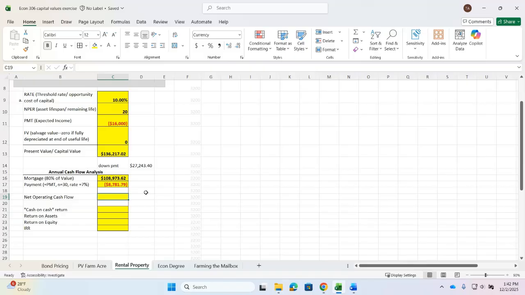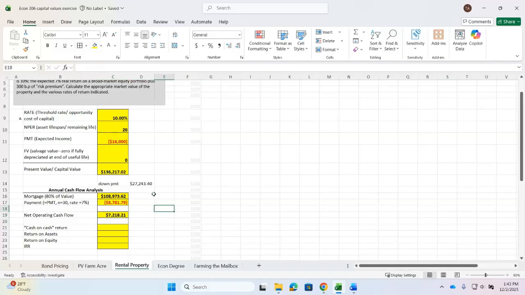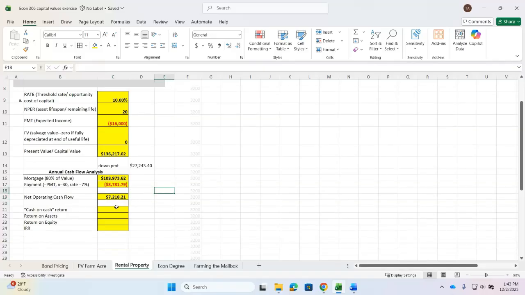So here's what I want to do now. I want to say equals 16,000, and because this is a negative, I'll add it. So I get a yearly cash flow of 7,218. And so that looks like a pretty decent investment if all this stuff is legit, if all these numbers are correct, if our estimates are good, which is an entirely separate question.